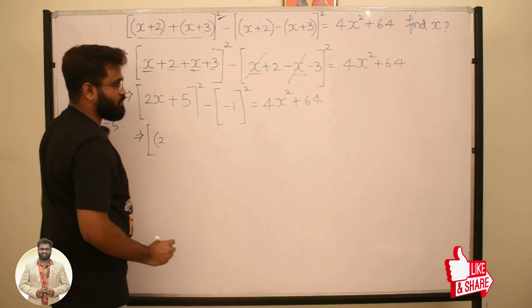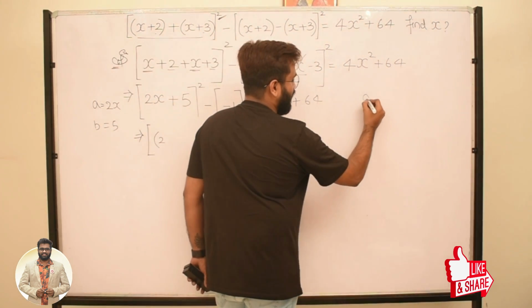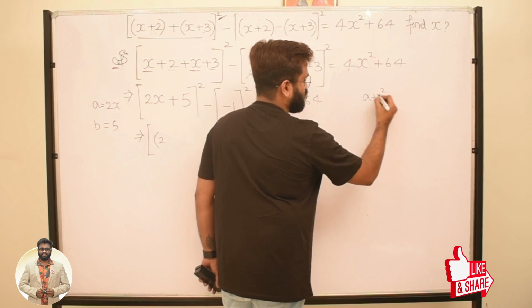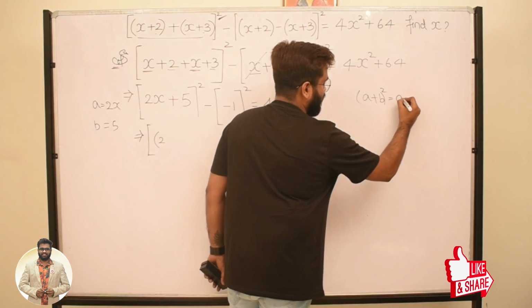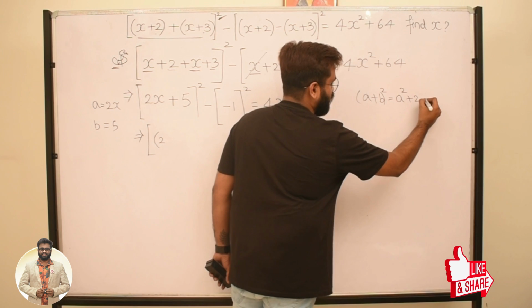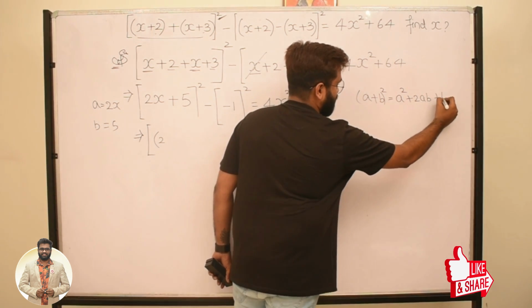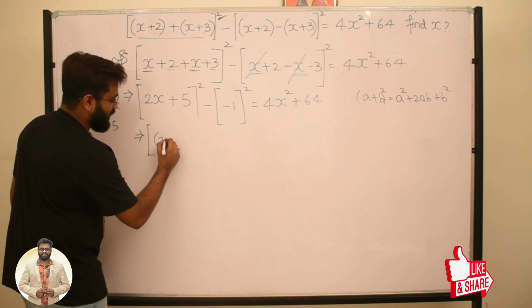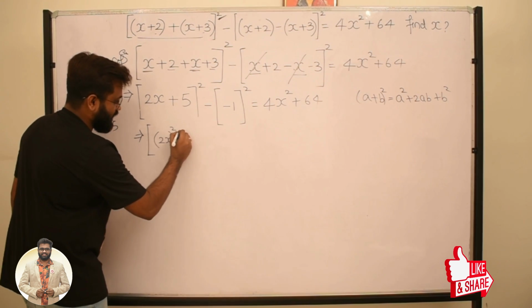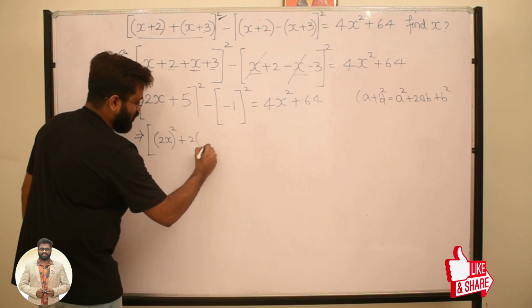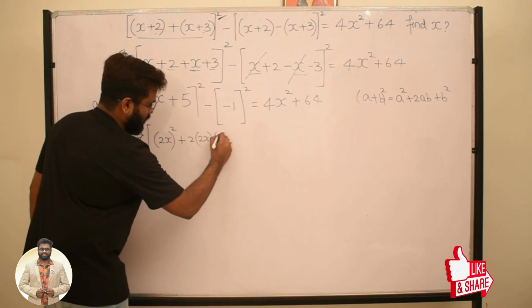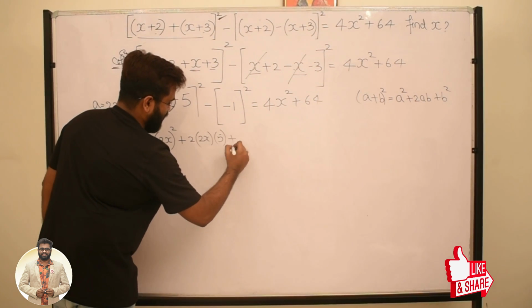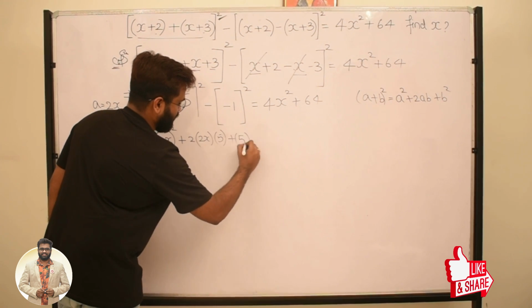What is your (a + b)² formula? (a + b)² is equal to a² + 2ab + b². This is the formula. So what is a²? (2x)² + 2·a·b + b².